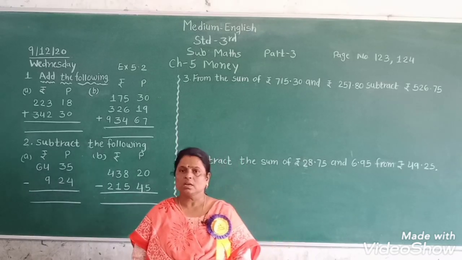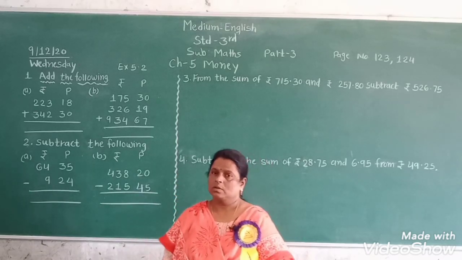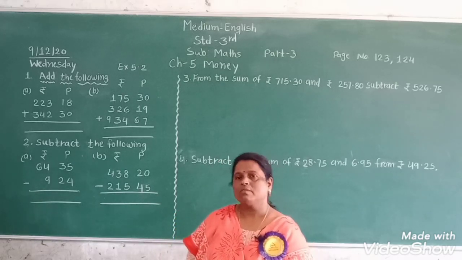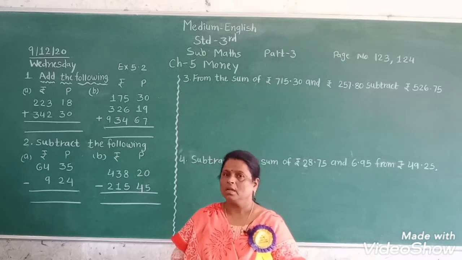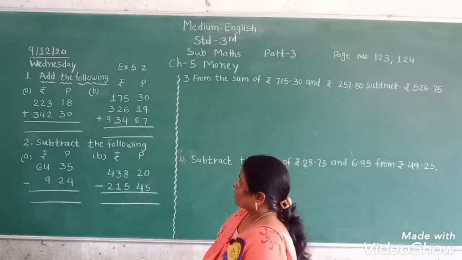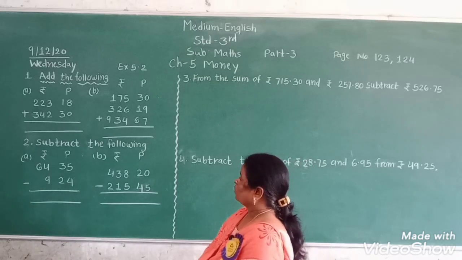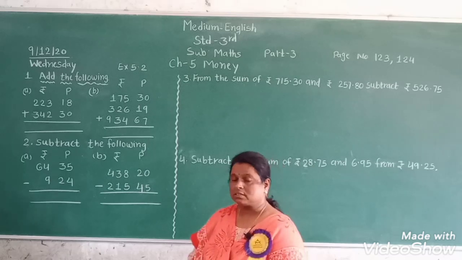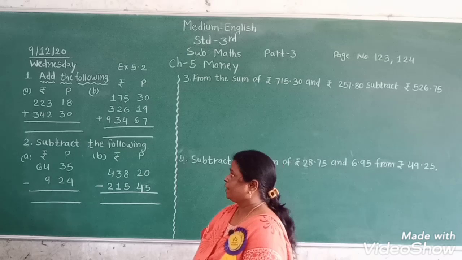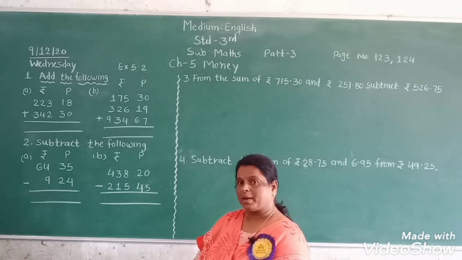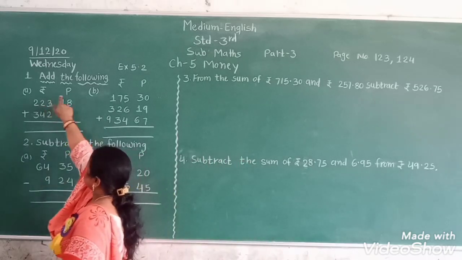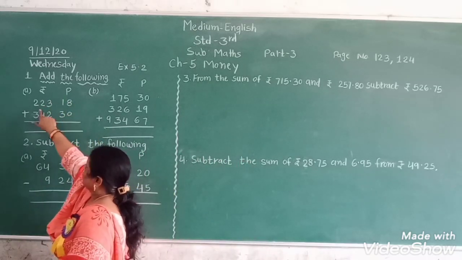We are going to start our reference book, subject Maths, standard 3rd, chapter number 5, Money, to be continued. Now, first number, add the following. Here are given some sums of money. So, we add the sum of rupees and paise. Now, first sum, here are given rupees and paise columns.